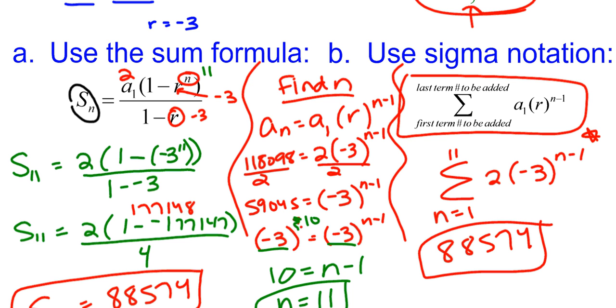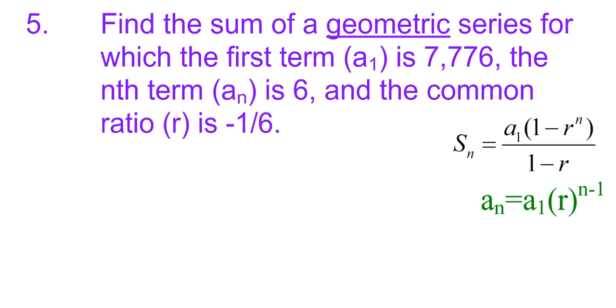So that's kind of the bulk of what we're doing. I want you guys to try number 5. Number 5 is a little bit harder, but it's very similar to number 4. So if you could pause and try 5, then I'm just going to go ahead and write it up here for you. So this one we again don't know n, so I have to find that first.